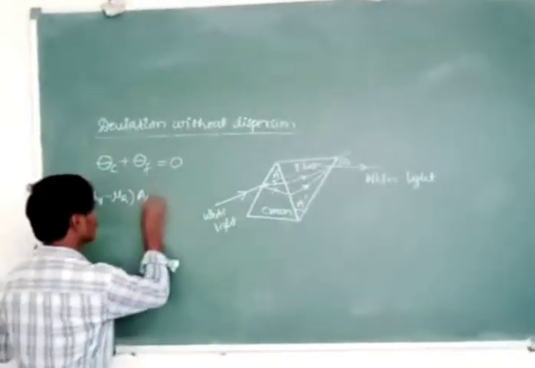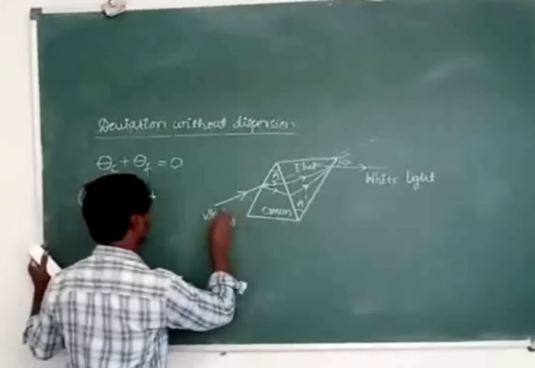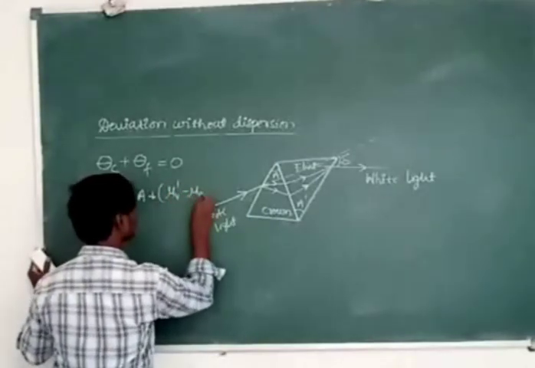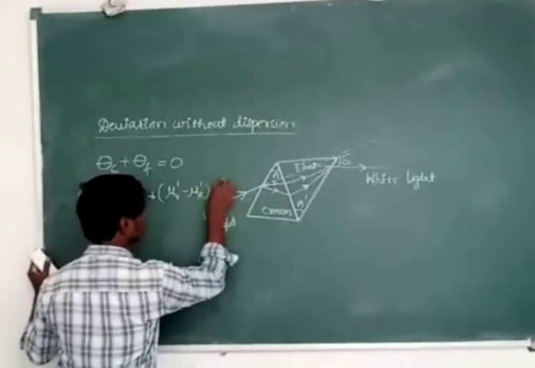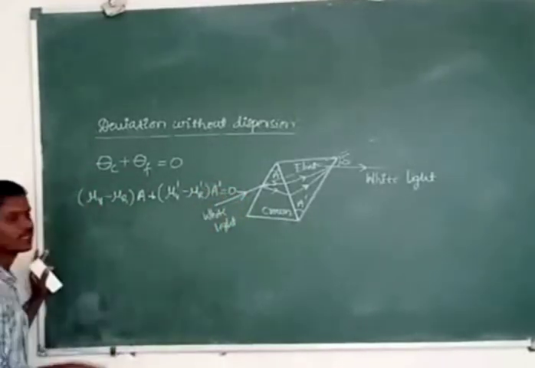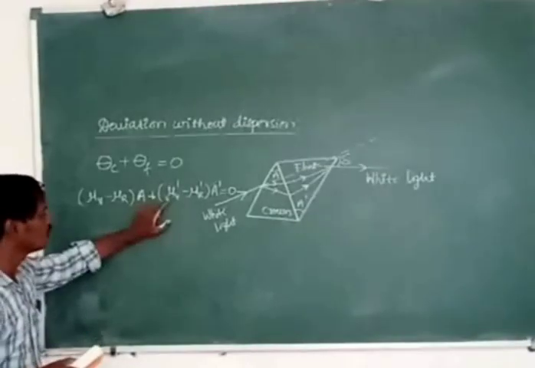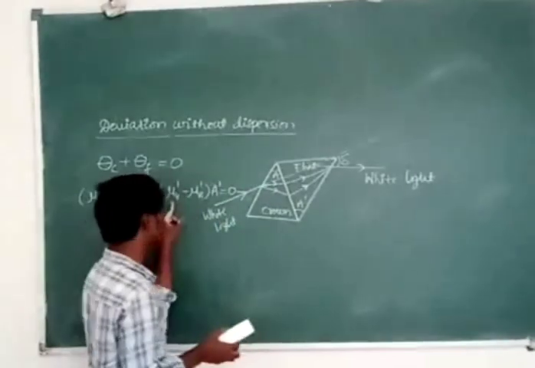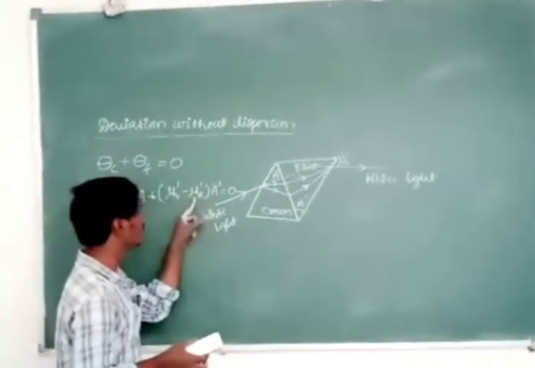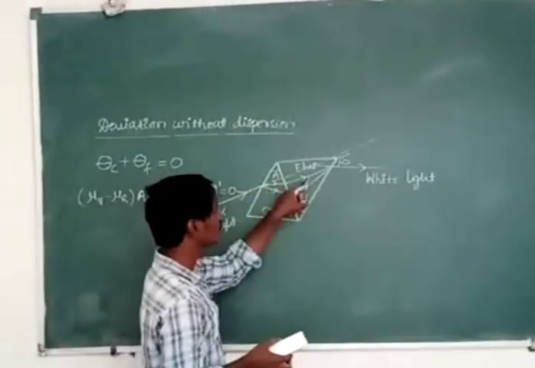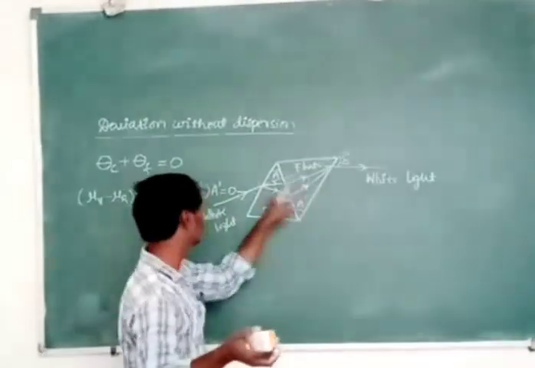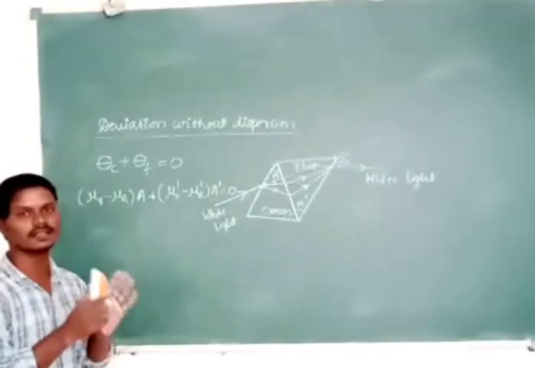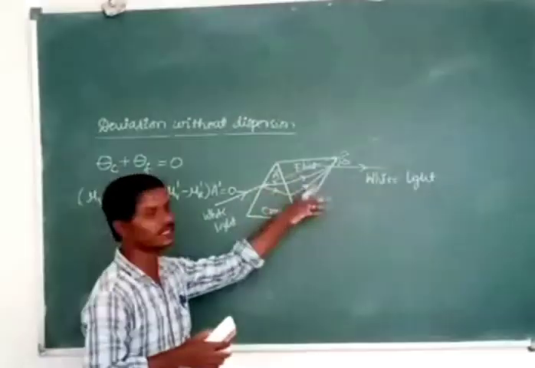Then plus, the same thing, we write (mu v dash minus mu r dash) into A dash is equal to 0. So what is mu v dash here? It is the refractive index of the prism of flint glass for the violet color. Then what is mu r dash here? It is the refractive index of the prism of flint glass for the red color. And what is A dash here? A dash is the angle of the prism of flint glass.